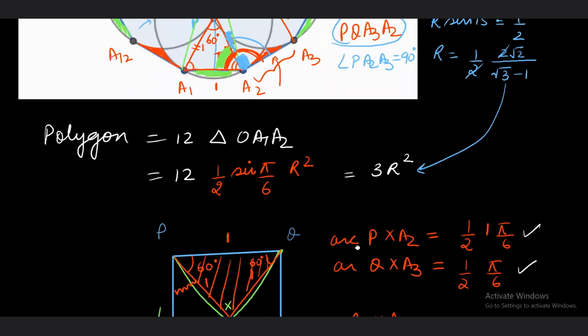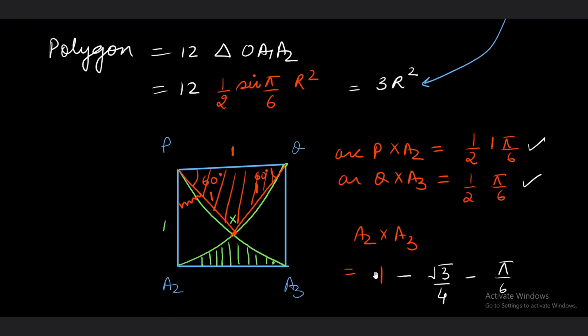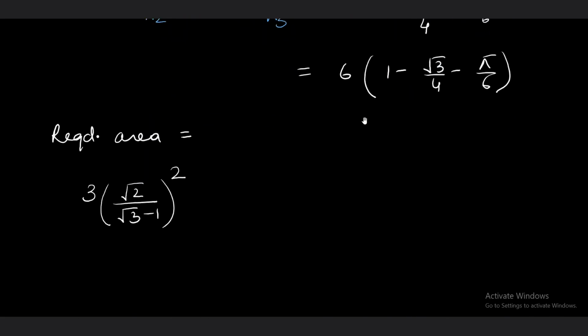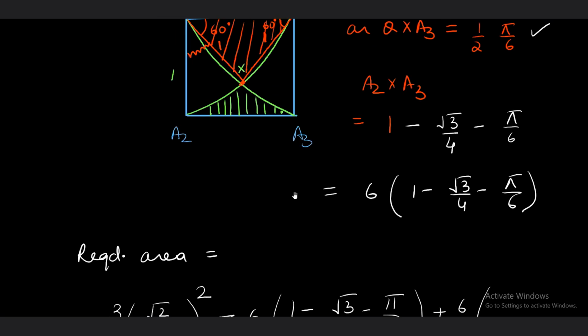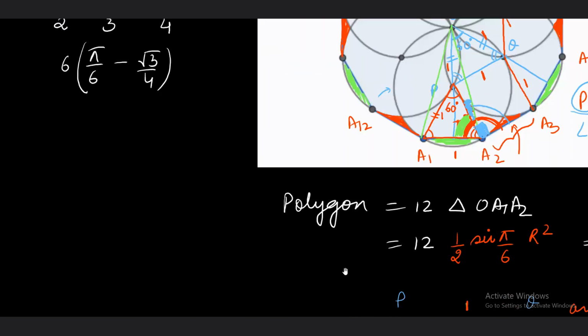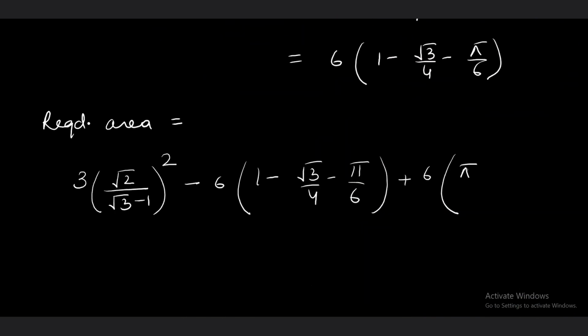Okay. Next what? Now I'm going to write the next thing. So the next value that we are getting now is the area of the red regions, which is to be subtracted. So I'm going to subtract this area. So minus 6 times 1 minus root 3 by 4 minus pi by 6. And then I have to add 6 times the area of the green regions, which also we have evaluated. And the value that we are getting is 6 times pi by 6 minus root 3 by 4.